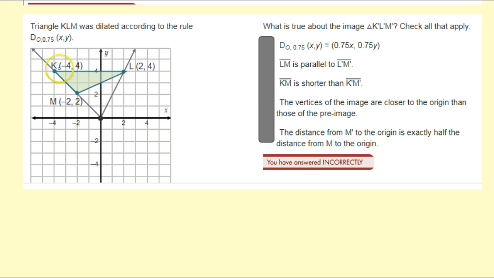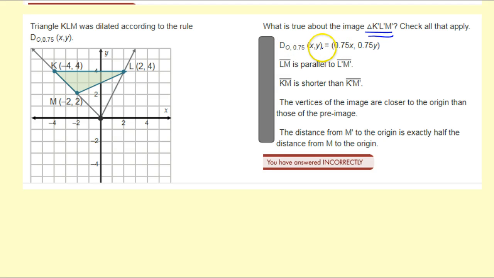Okay, in this problem, triangle KLM, shown here, is going to be dilated according to the rule shown here. Now, this 0.75 means that the image, triangle K prime, L prime, M prime, is going to be 0.75 as big as the original. So it's going to be a smaller image. Okay, so check all that apply.